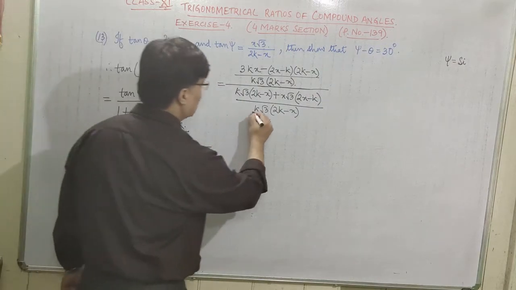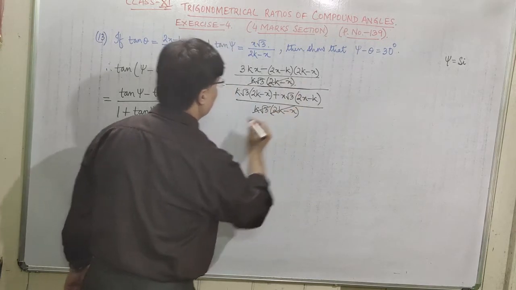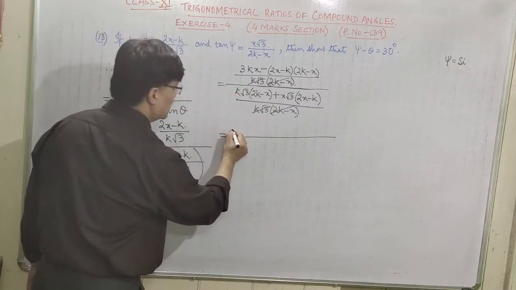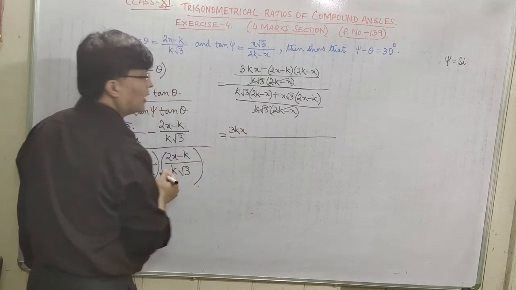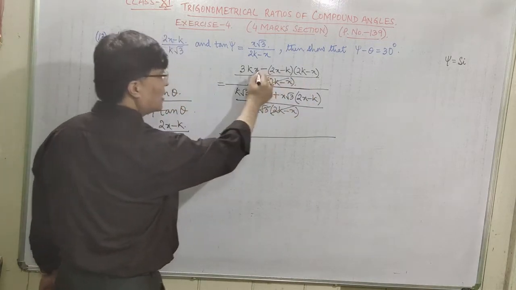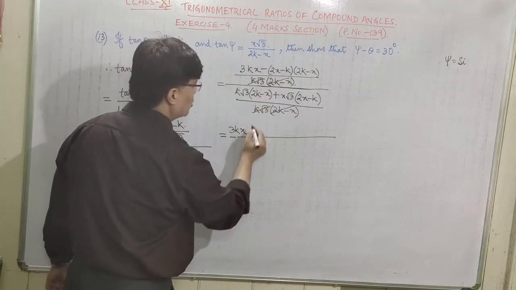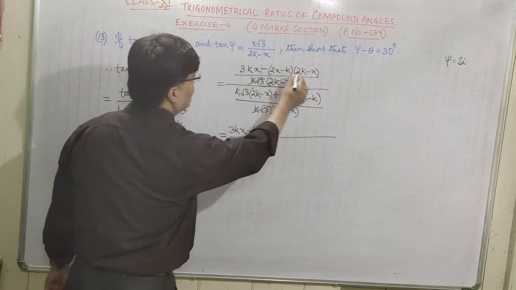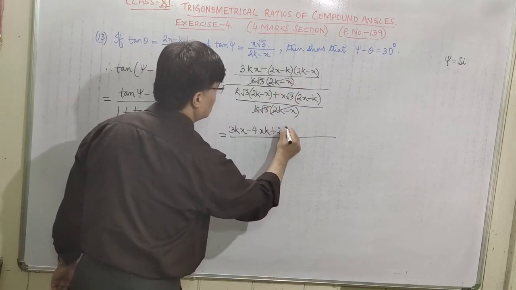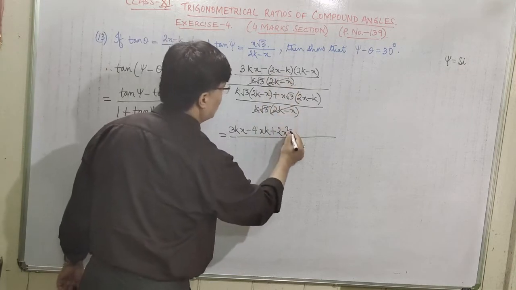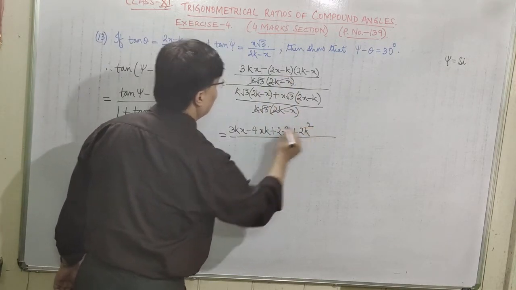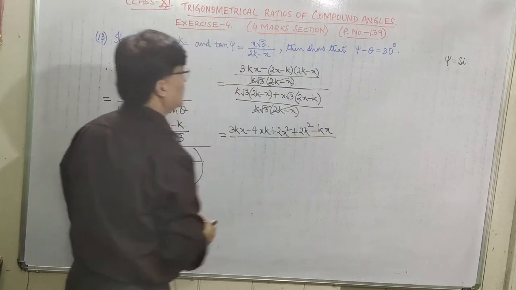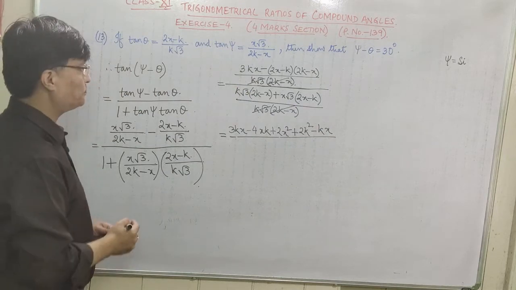Okay, so now you can cancel here, k root 3, 2k minus x will be cancelled. Now let us simplify it. Now it is 3kx, now multiply these two factors and multiply by minus sign. So minus 2x into 2k, minus 4xk, right? Minus into minus plus, this is your 2x square, minus into minus plus 2k square, right? Minus into minus plus into minus is minus kx. So it is minus kx, right?